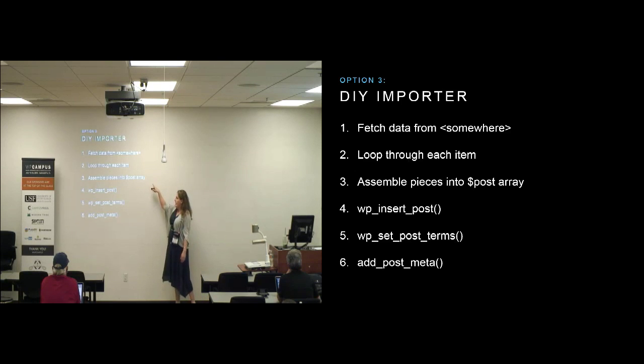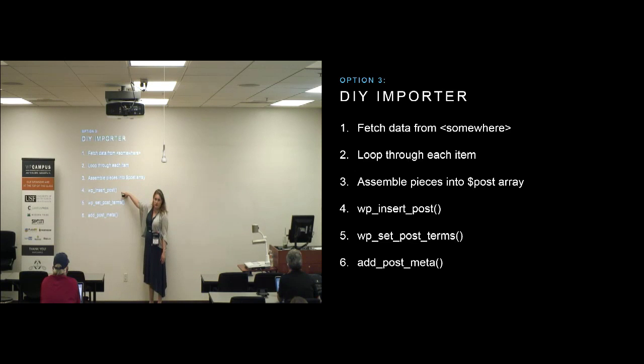Once it has each item, it's going to loop through and assemble all the pieces of that post into an array. And then once it has the array, it's going to call insert post to get it into the database. That's going to return the ID of the new post in WordPress. With that ID in hand, you can then set the post terms, the categories, tags, and custom taxonomy terms, and you can add custom fields, add post meta.